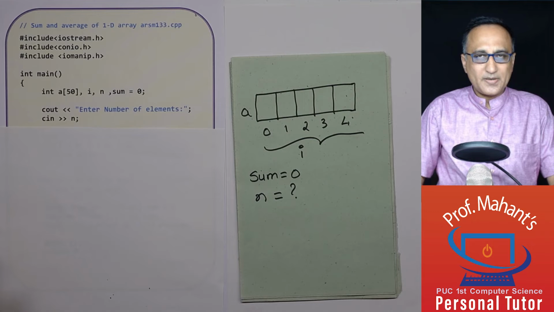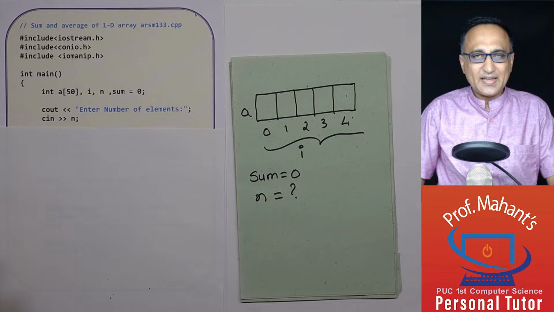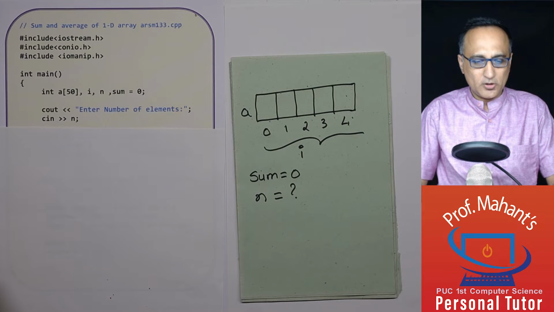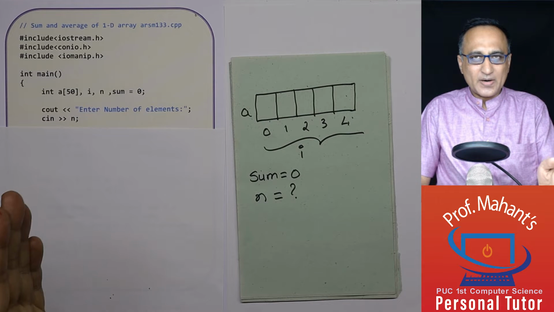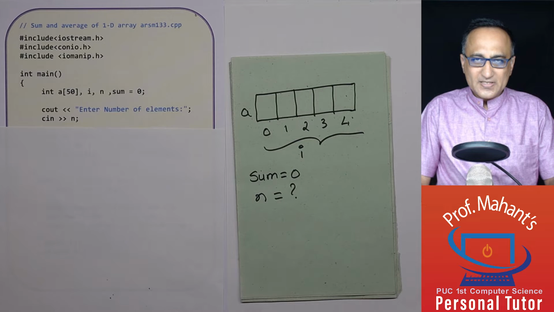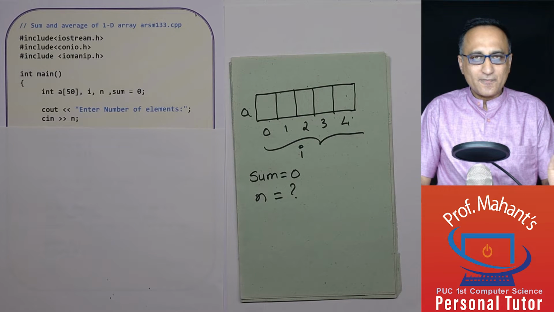Let us now take a look at a problem which we can solve using a 1D array. That means an array having just a single row and multiple columns. So we're going to find the sum and average of a 1D array. First, you have to understand what are the data elements required to find the sum and average.